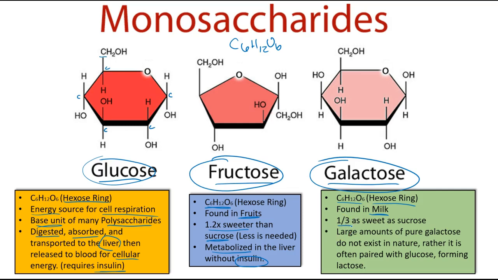It's one-third as sweet as sucrose, which is why when you drink milk, it's often not sweet. There's a big difference in sweetness between milk and a lot of fruit juices or a lot of fruits. There are not very many large stores of pure galactose in nature, and that's because galactose is often paired with glucose to form the disaccharide lactose, which, as I said before, is found in milk.